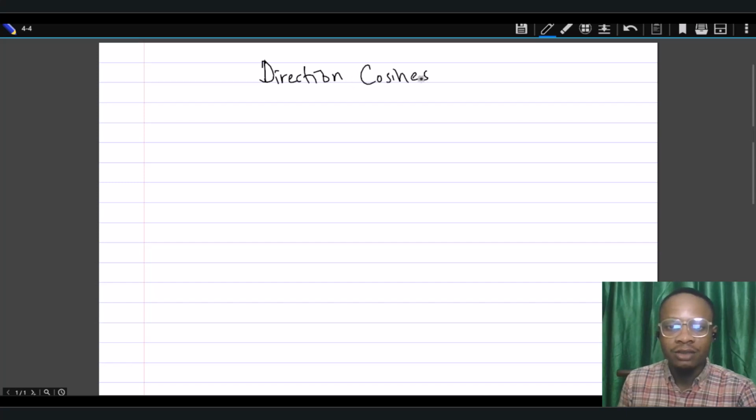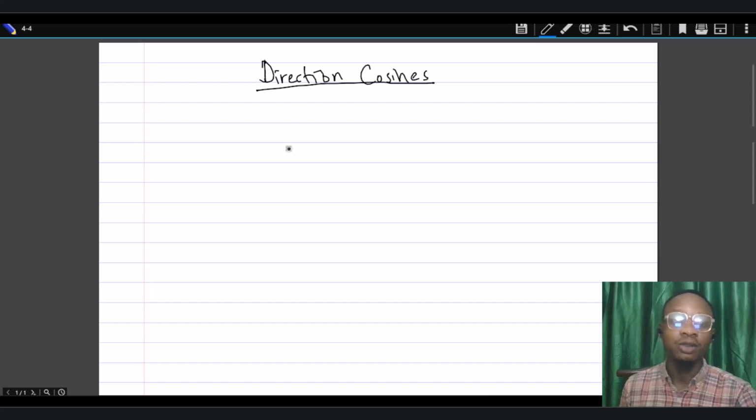Welcome back. So we will now discuss what we call direction cosines, still dealing with the Cartesian coordinate system, or the rectangular coordinate system. What do we mean by the direction cosines of a vector? And how does it help us to obtain, for instance, the angle between two vectors?